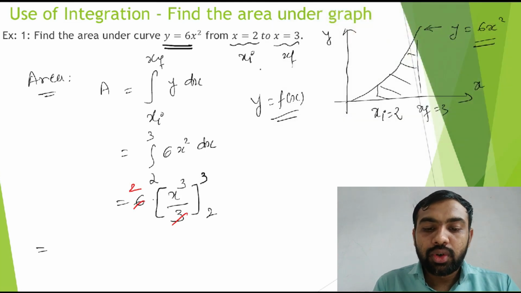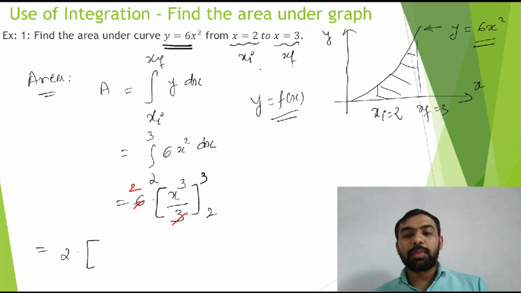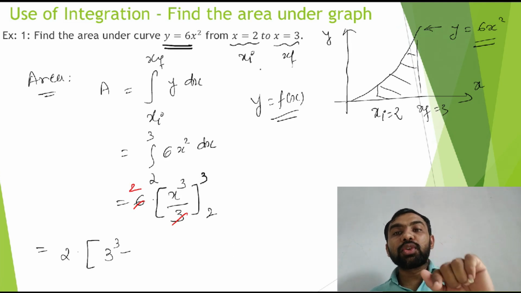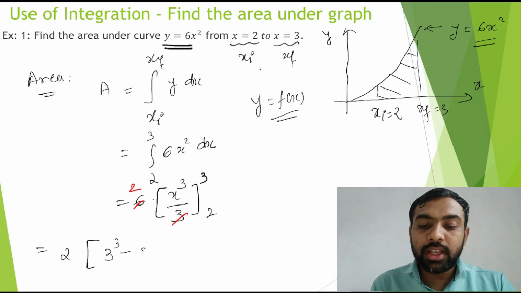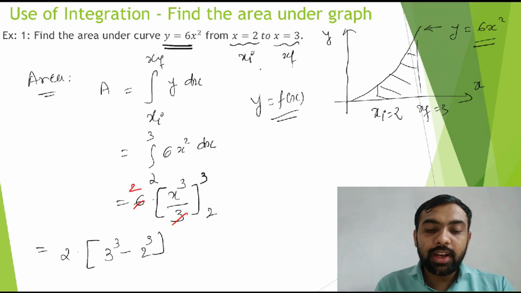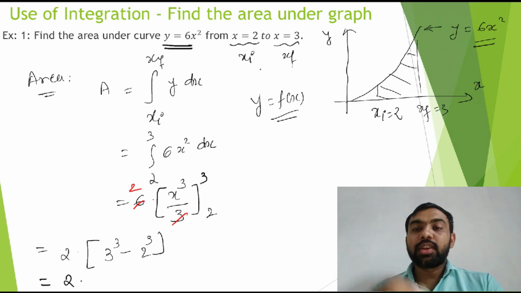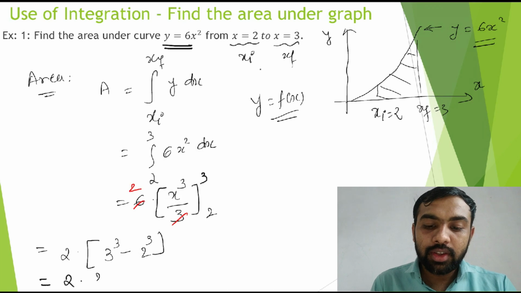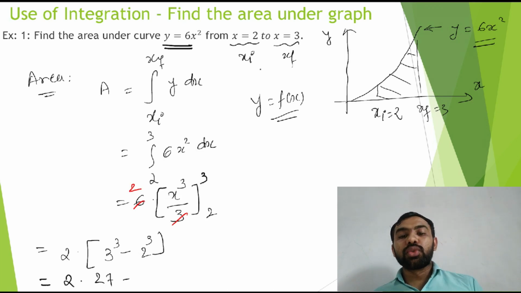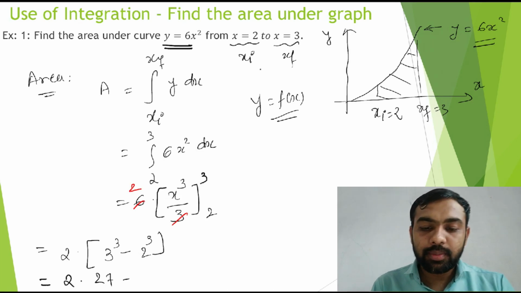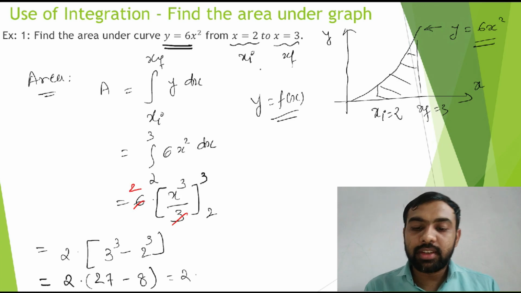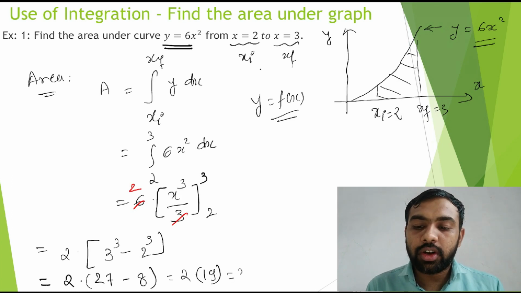So it is equal to 2 into, first put the upper limit, so the upper limit is 3, so 3 raised to 3. Before you put the lower limit, put the negative one, so minus 2 raised to 3. So 2 into 3 raised to 3, 3 into 3 into 3, 3 into 3 is 9, 9 into 3 is 27, minus 2 into 2 raised to 3, 2 into 2 into 2 is 8, so that is 8. What is the final answer? 2 into 27 minus 8, 27 minus 8 is 19, so the total answer is 38.